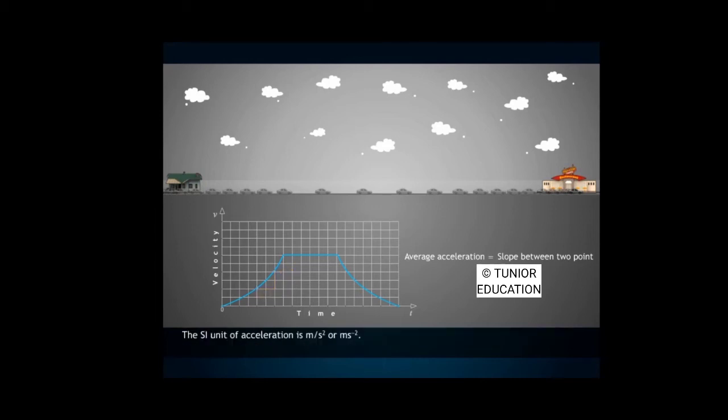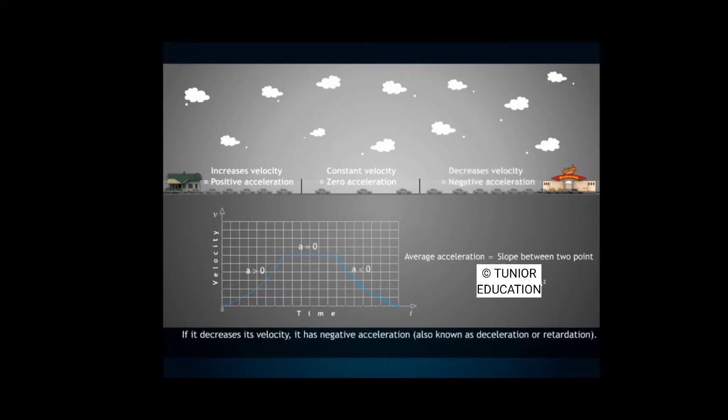The SI unit of acceleration is meter per second square. Acceleration can be positive, negative or 0. If an object increases its velocity, it has positive acceleration. If it moves with constant velocity, it has 0 acceleration. If it decreases its velocity, it has negative acceleration, also known as deceleration or retardation. It is important to note that 0 acceleration does not mean that the object is at rest.